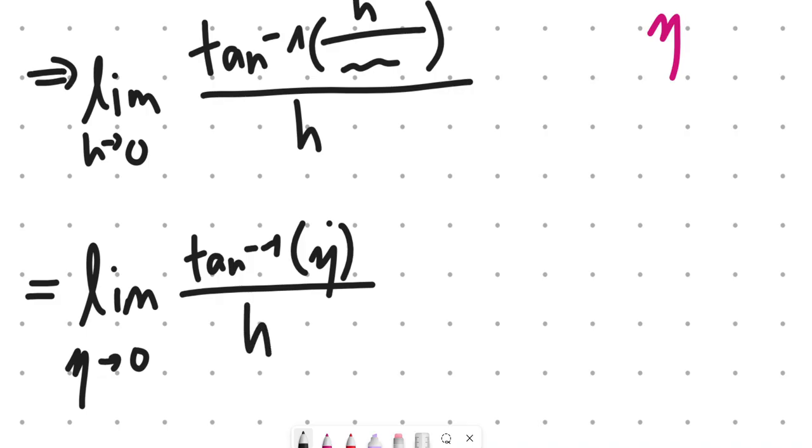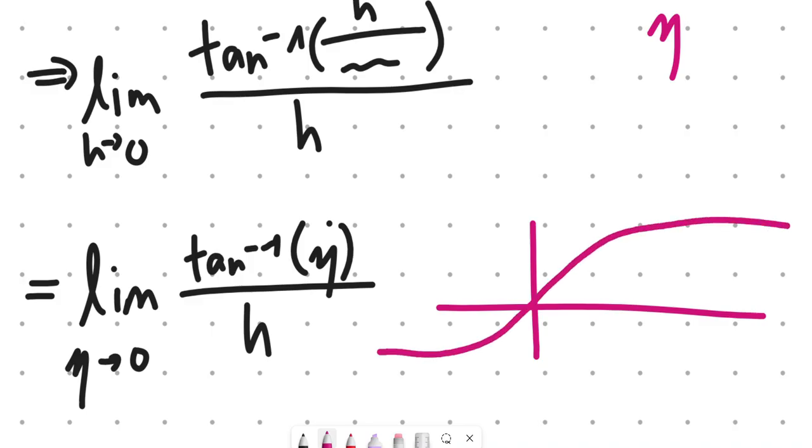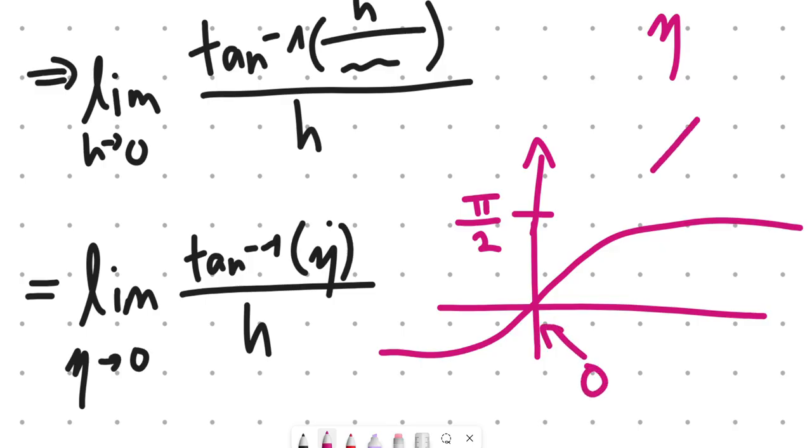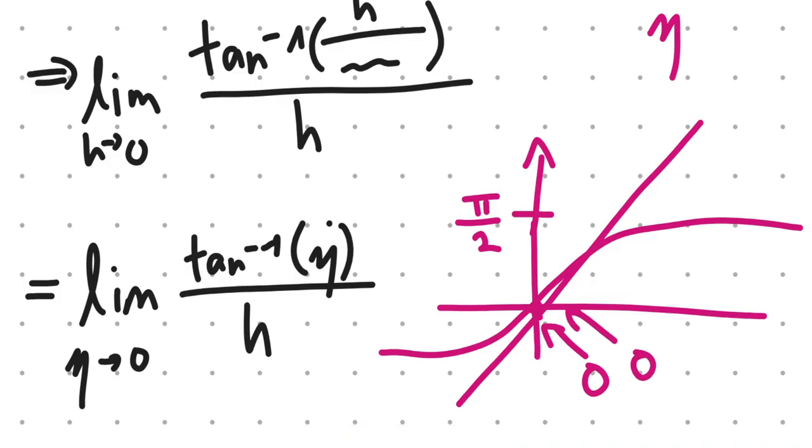Now, we know through a fact that if we have any coordinate system and we have this function called inverse tangent, then the asymptotic line of the inverse tangent on the y-axis is at pi over 2. But since we want eta to go to 0, when eta approaches 0, the inverse tangent of eta will also approach 0. So we have a 0 over 0 situation.